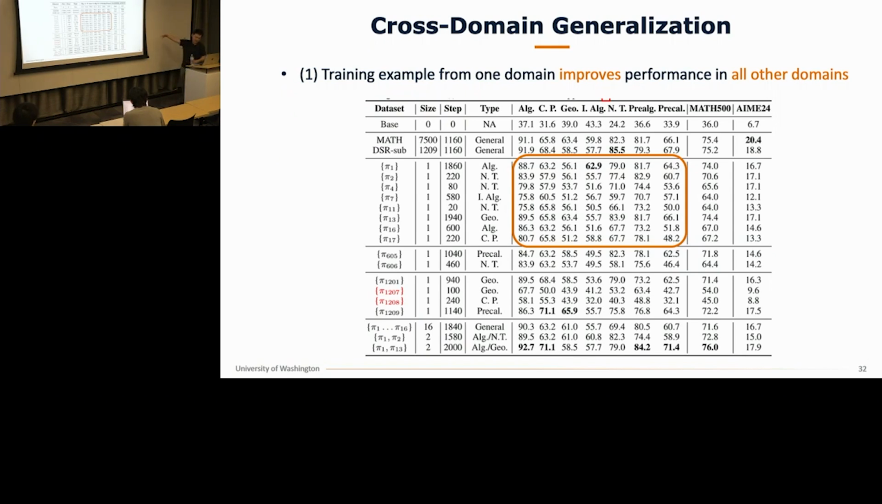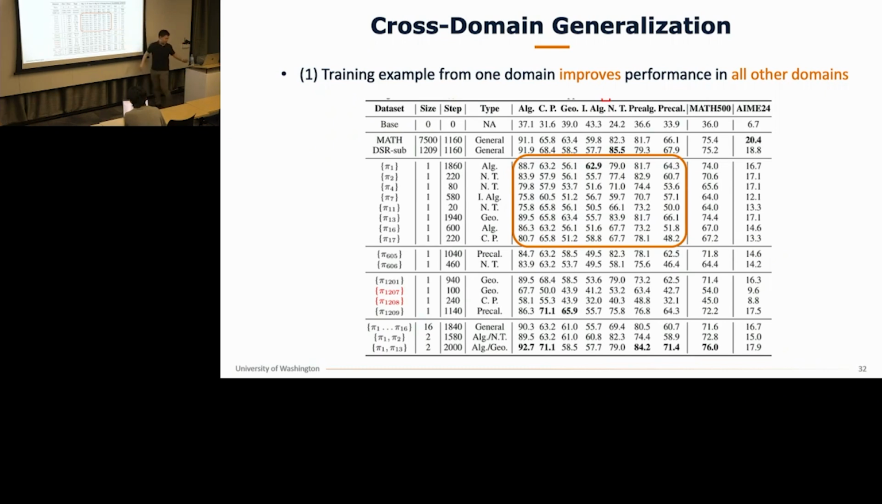Another interesting finding is that in math there are different categories like algebra, geometry, number theory, calculus. There are several categories in this data set, and actually it's not necessary to use them. First of all, using a training example from one domain can improve the performance for all other domains. For example, Pi 1 was an algebra question, basically using some formula, but it can improve all the domains also.